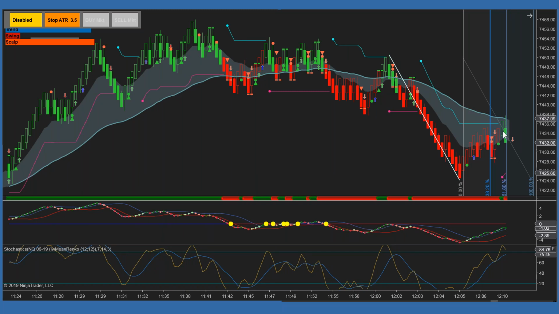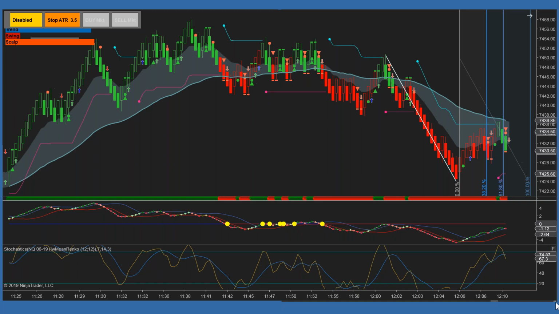We're back into the hard edge. Oh, all right. Now we're getting a stochastic cross. Maybe stochastics will be the tool to use in conjunction with this. So the stochastics cross at the 62% level of the time extension of this previous trend. Bollinger's not in sync yet.